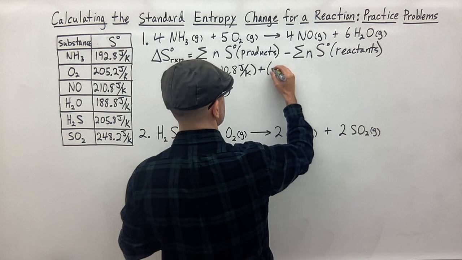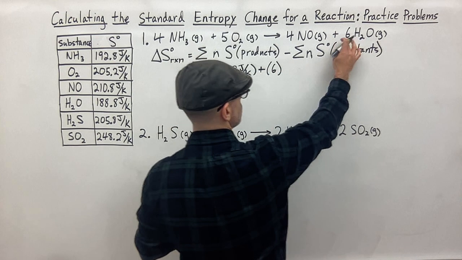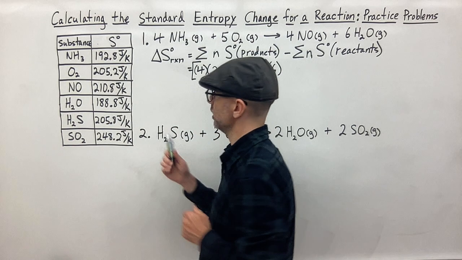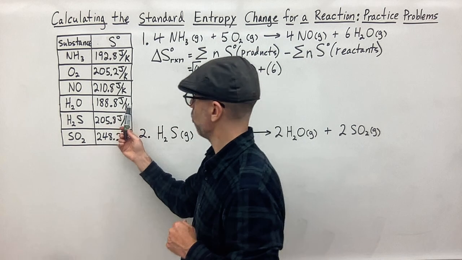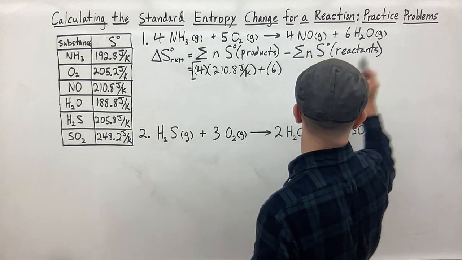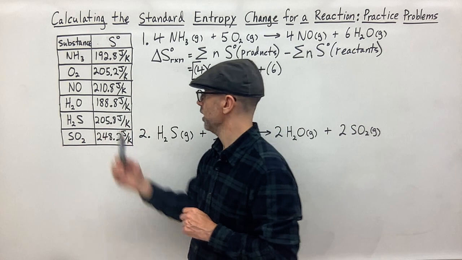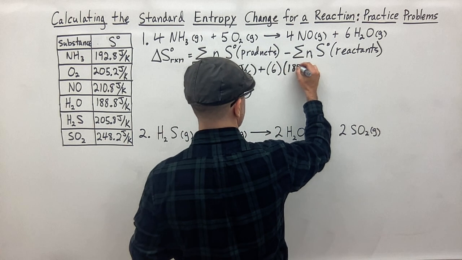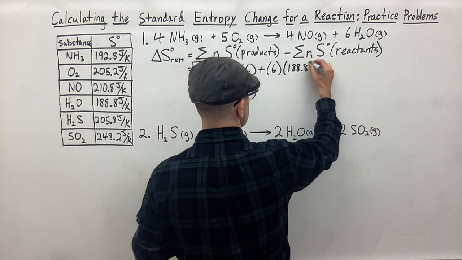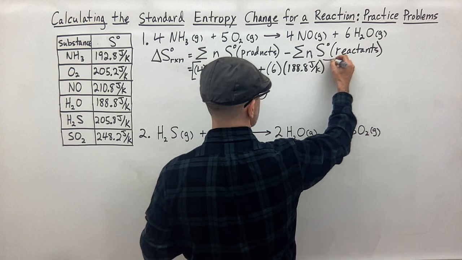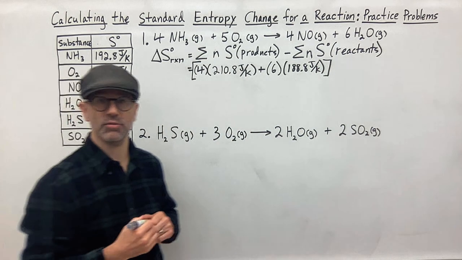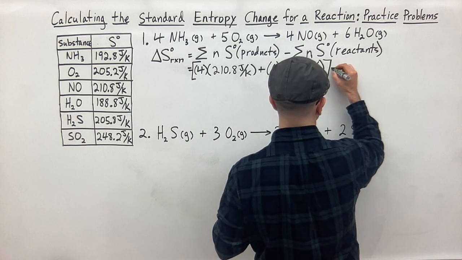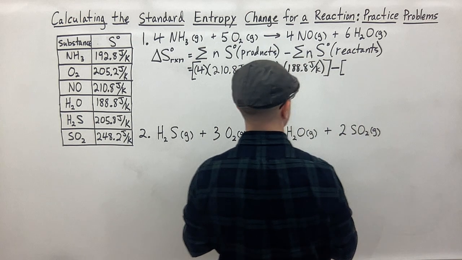Water is going to be 6 times, because that's the n, the coefficient for water, 6 times the entropy for water. In this case, it's water vapor, so we look up the one for water vapor, and it's 188.8. So we multiply that by 188.8 joules per Kelvin. And that is all of the products. Then we subtract out the reactants, put our negative, and put a square bracket there.